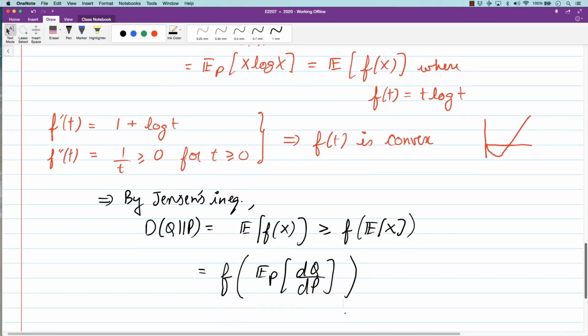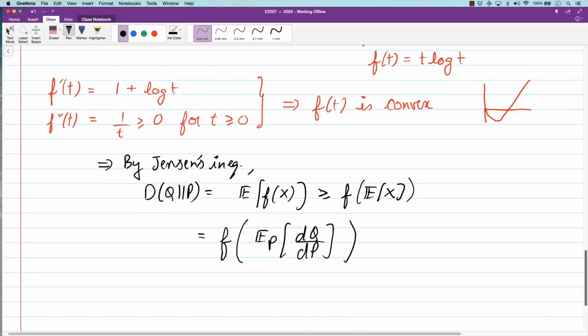I'm deliberately writing it in this language of the Radon-Nikodym derivative so that you become comfortable with this. Now note that the way this density is defined, if you want to take the expected value of a function with respect to Q, you can switch to the expectation with respect to P by multiplying by dQ by dP. So these two are equal, and this is 1. So that's just equal to f of 1.